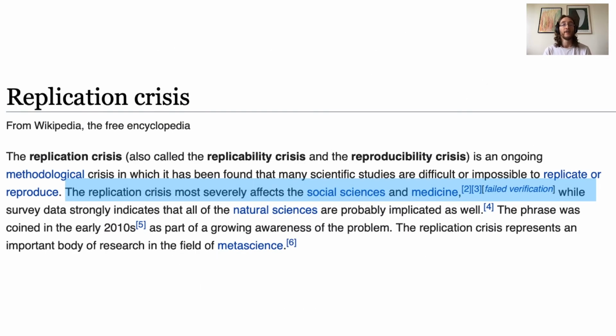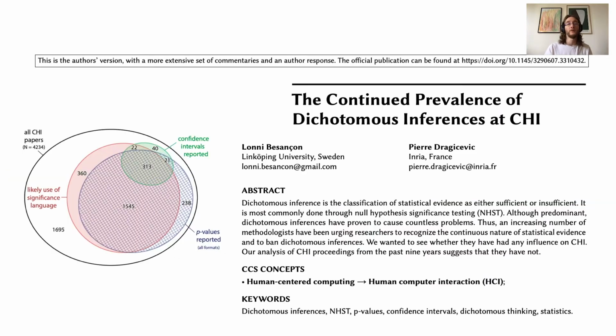Now, an interesting thing, when I mention all the issues about dichotomous inferences, on which I have focused for a while, is that people often tell me that there's no risk of a replication crisis in their field, or in our field then, or in computer science in general.